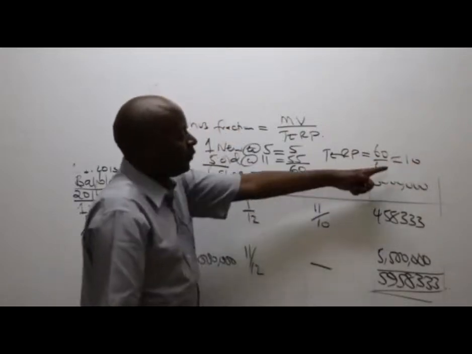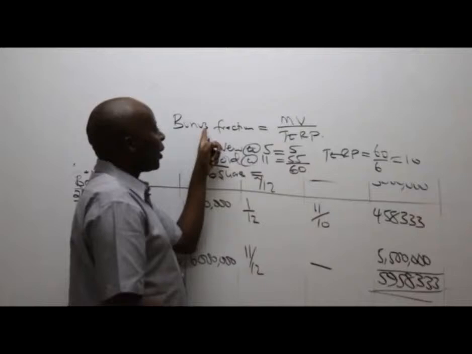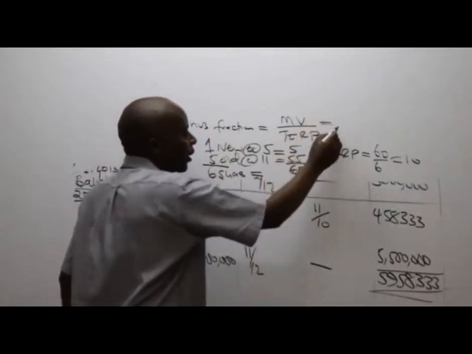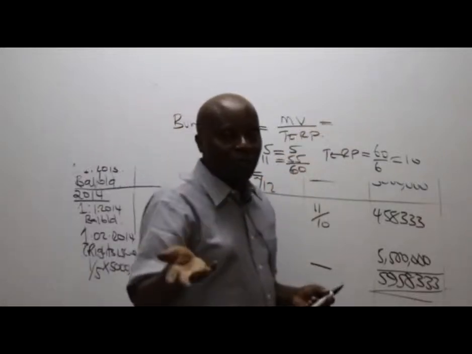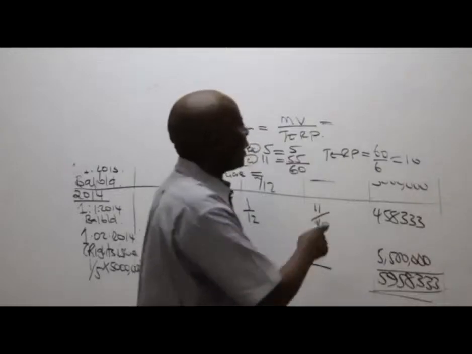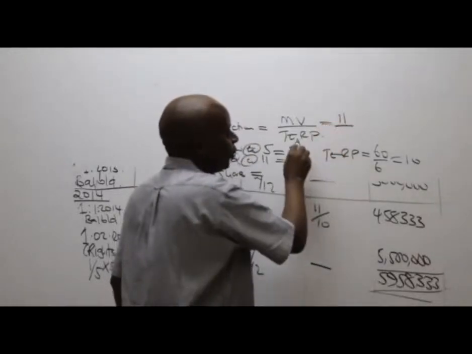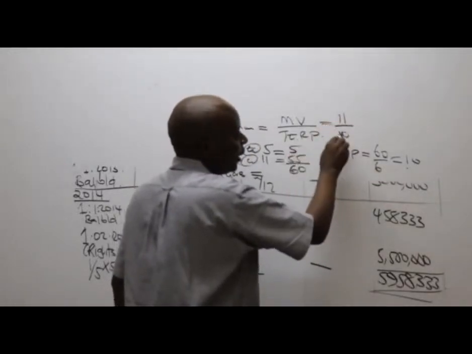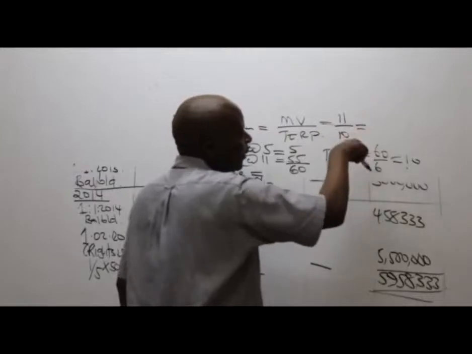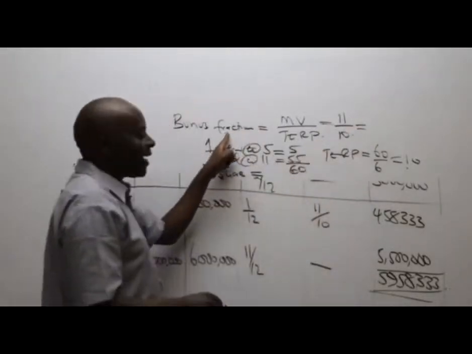And then I'll fit this into the formula. The bonus fraction here will be equal to the market value of the old shares, which is 11, all over the theoretical ex-rights price, which is 10. Don't tell me it's 1.1. We are calling it a fraction.